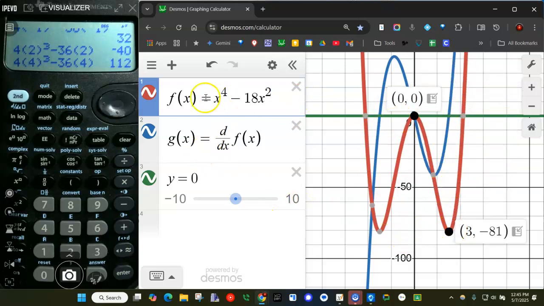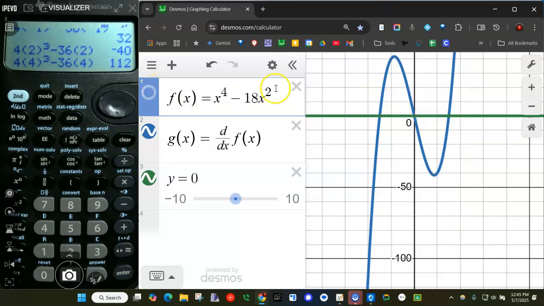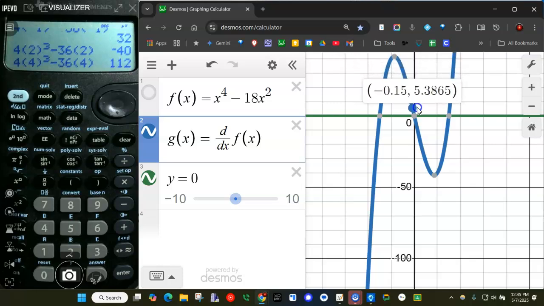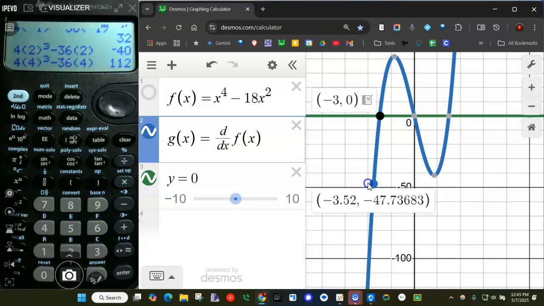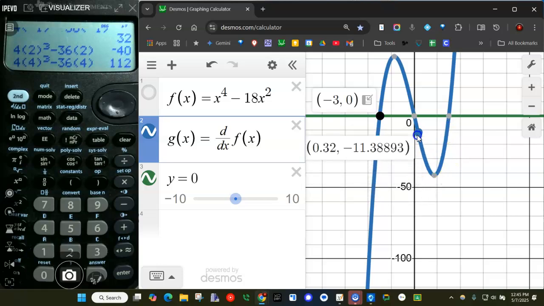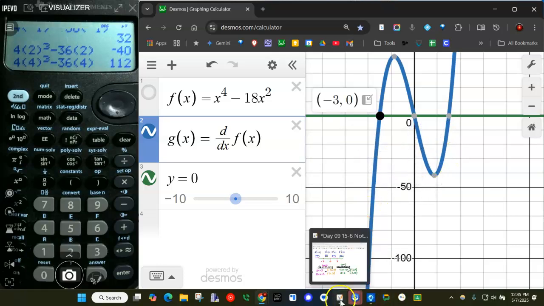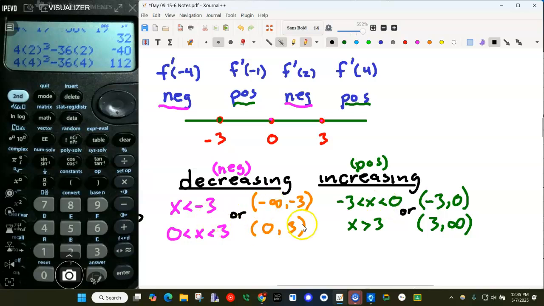And get used to looking at the derivative and figuring out it gives you the same information. This is all positive, increasing. Right? And this is positive over here above the x-axis, so that's increasing. So you can get the answer by looking at the original function or the derivative function if you know how to read the derivative properly. Everything less than negative 3 is negative, below the x-axis, and everything between 0 and 3 is below the x-axis, therefore decreasing. Right, same answers we got here.